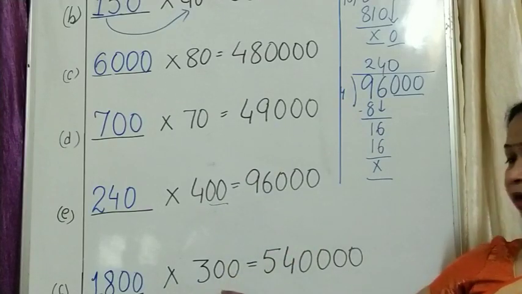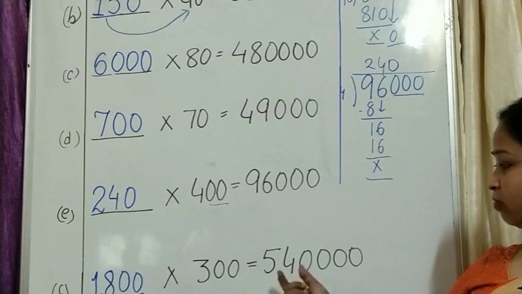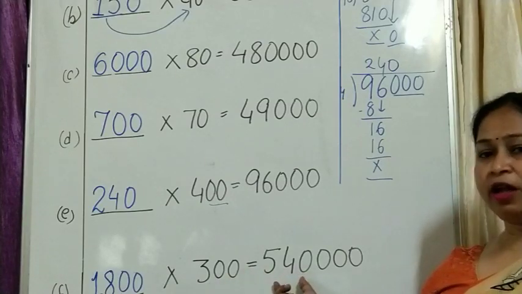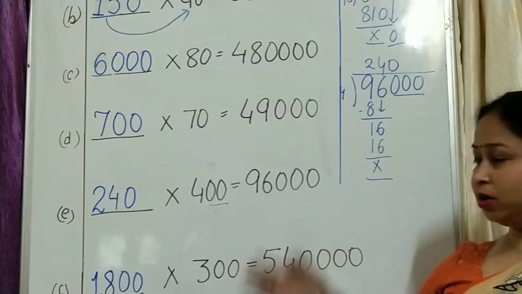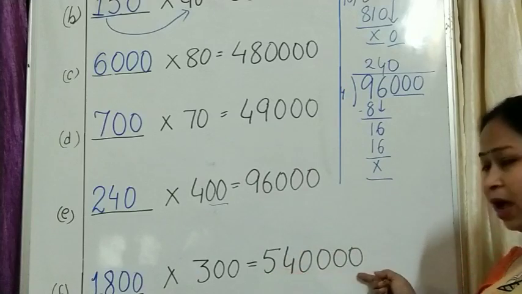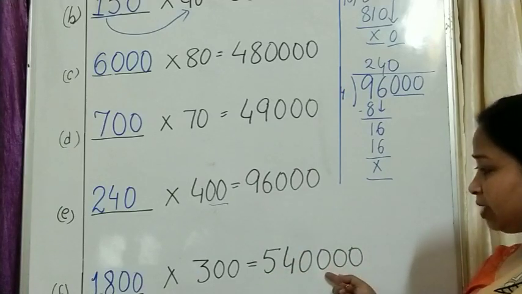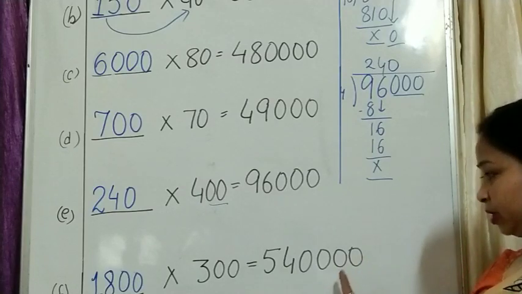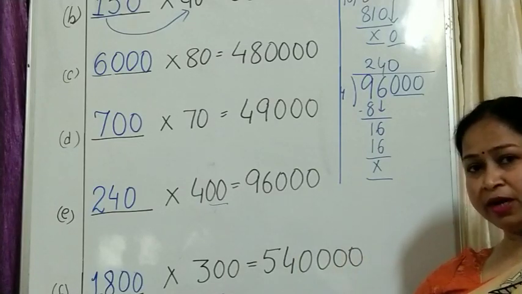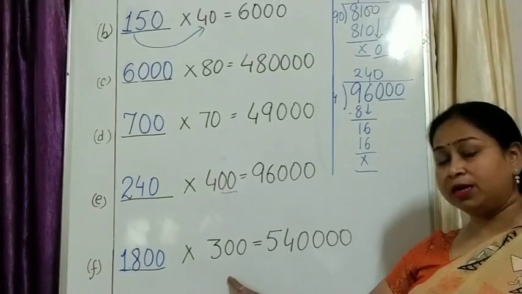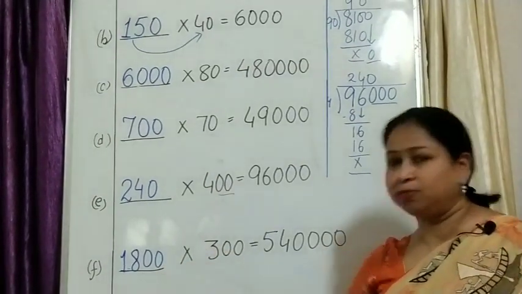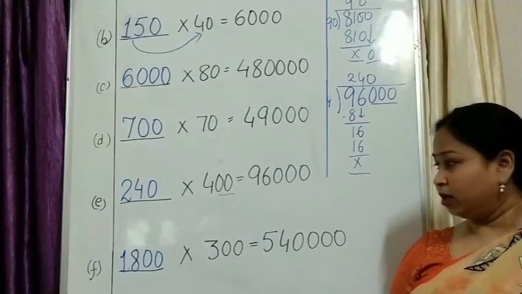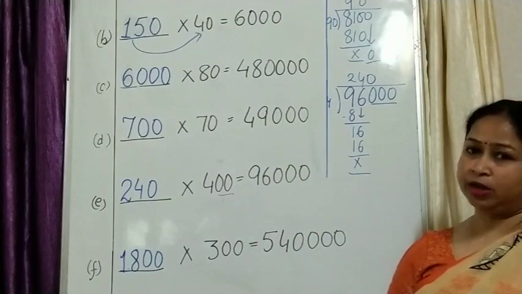Okay. Similarly, this question also, whenever you have the greater number here, if you want immediately whatever answer is given, divide that answer by the multiplier. This is the product divided by the multiplier will give you the multiplicand. Okay, so this way you can complete your answer.